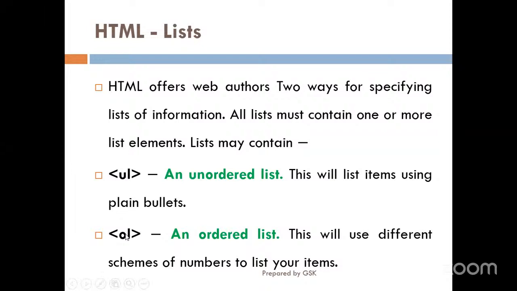To create unordered list, we use the tag UL. UL means unordered list. U means unordered. L means list. Okay. So this will list the items. This is used to print the list items using the plain bullets or circles and symbols in general. Then ordered list, OL. O means ordered. L means list. This ordered list tag is used to print the list items with the help of the numbers. Okay.